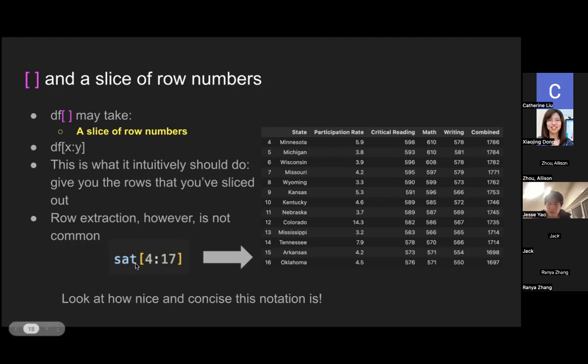If I wanted to use .loc, I could. I would just have to write sat.loc, then specify a list from 4 all the way to 17. Then I'd put a comma, then put this list of columns.